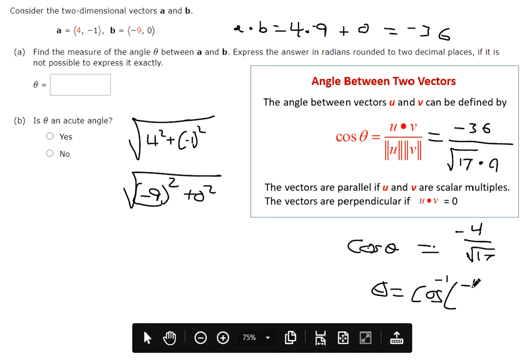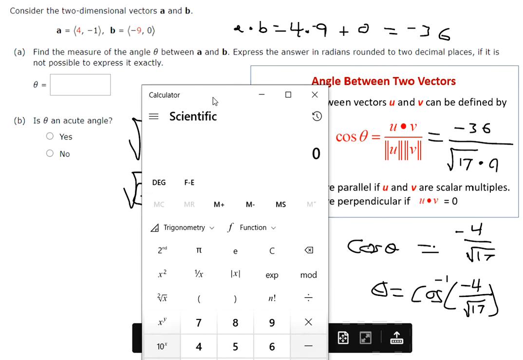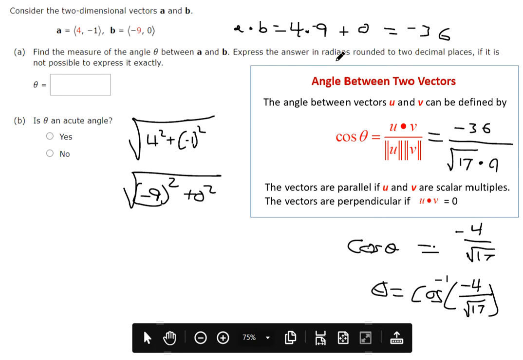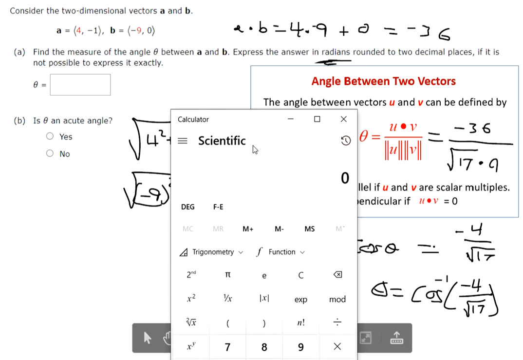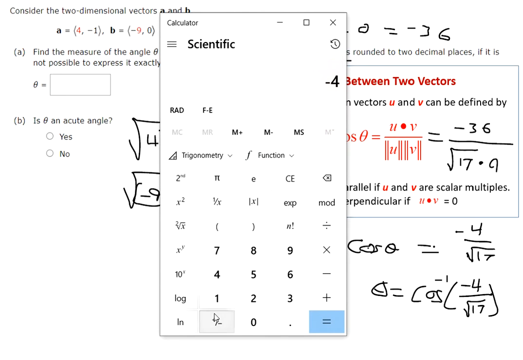Use inverse cosine or arc cosine on your calculator. So on mine, I'm pretty sure they wanted degrees when I looked at this. Oh, answer in radians. No, it says right there, radians. So on my Windows calculator, I'm going to hit this button to change it to radians. And then I'm going to do -4. There's the negative sign. -4. Oh, it's going to be divided by the square root of 17.